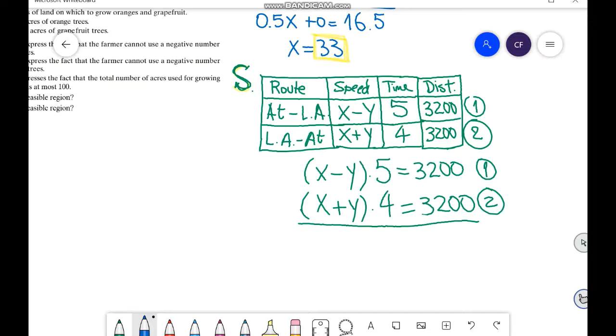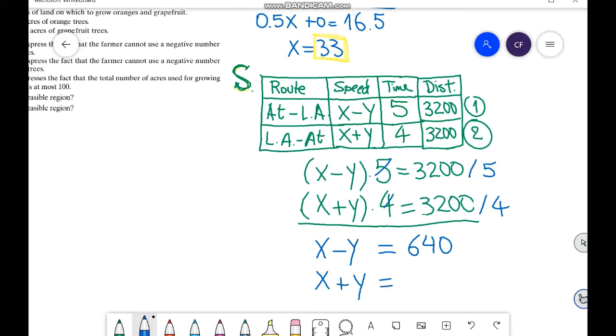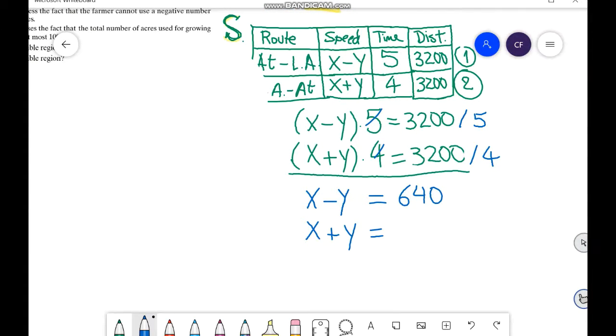To apply the addition method, I will divide the first equation by 5 on both sides, and the second equation by 4 on both sides. Dividing by 5, it's going to be x minus y equals 3,200 divided by 5, which is 640. Dividing the second by 4, we have x plus y equals 3,200 divided by 4, which is 800.